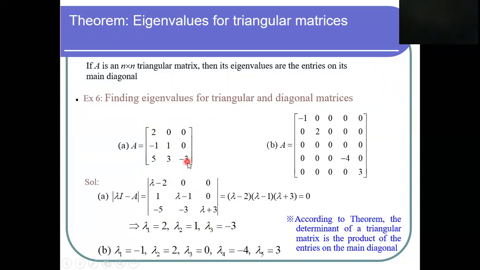In case of an upper or lower triangular matrix, the eigenvalues are just the entries on its principal diagonal. In case of a diagonal matrix, the eigenvalues are again the values that lie on the main diagonal. In that case, the eigenvalues are minus 1, 2, 0, minus 4, and 3.